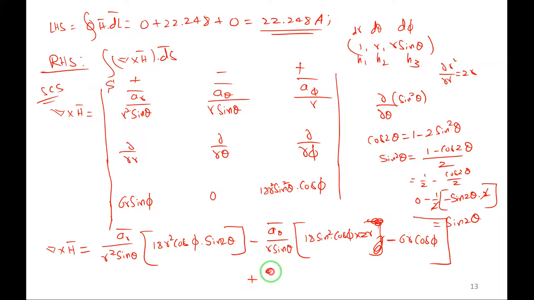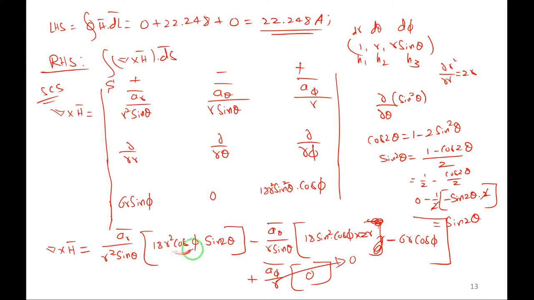I don't have a space. Let me write it here. A phi by r. So leave this column, leave this row. So dou by dou r of 0, this will vanish, minus dou by dou theta of this constant 0. So this third term will vanish anyhow, luckily. Okay, fine. I'll go to the next slide. Del cross h.